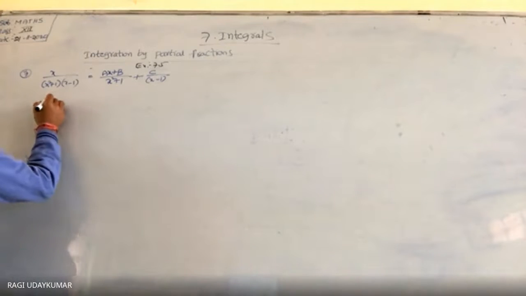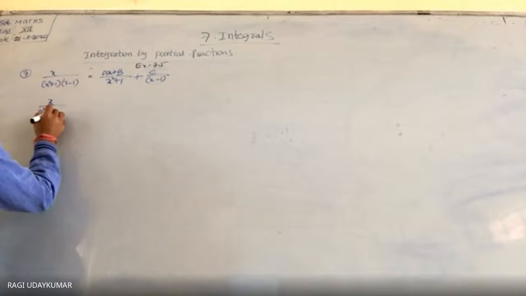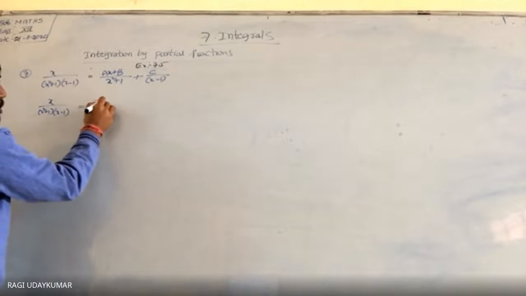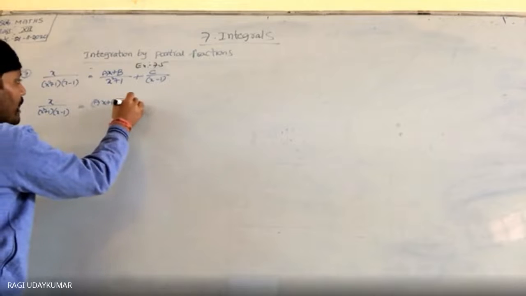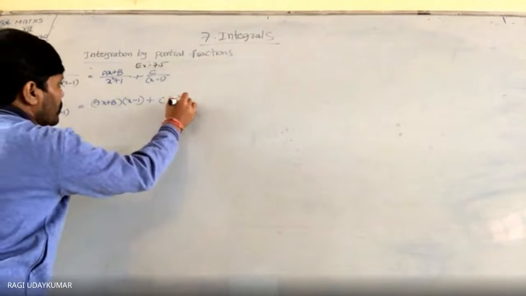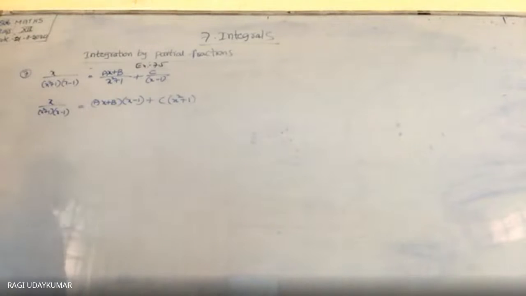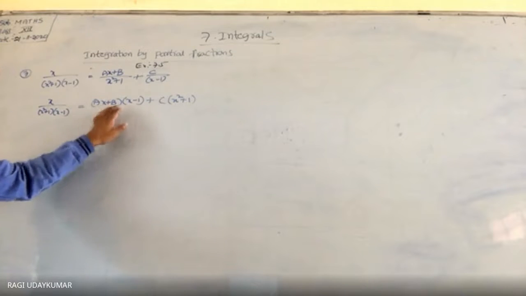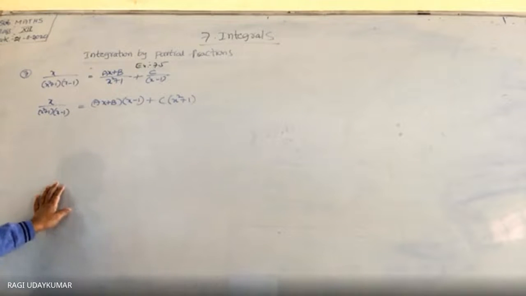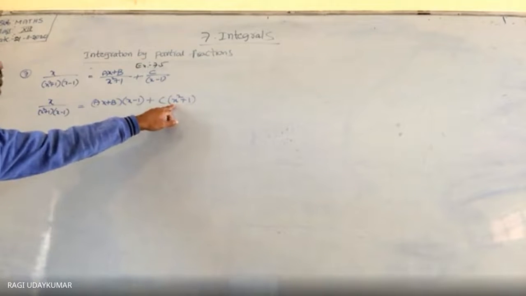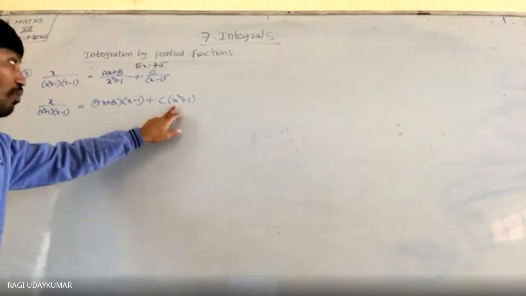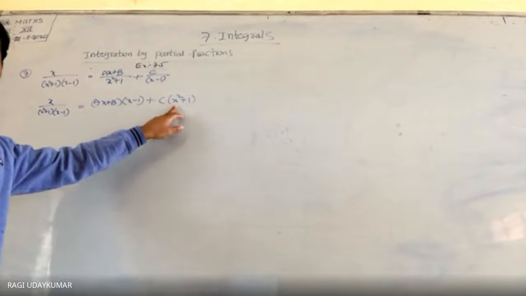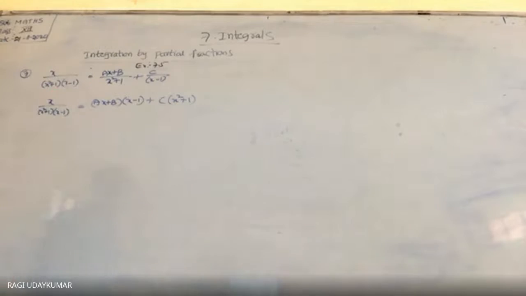Now here, what to do? x by x square plus 1 into x minus 1 is equal to ax plus b into x minus 1 plus c into x square plus 1. In this situation, to find the value of c you can use the substitution method. But to find a and b by substitution, we need to make this term 0, so we would have to substitute x square as -1. So this is not possible. So we use comparing coefficients; this is a little bit different model.